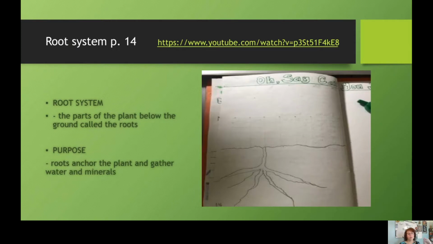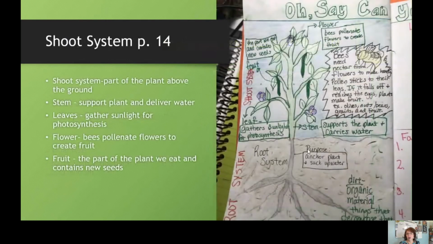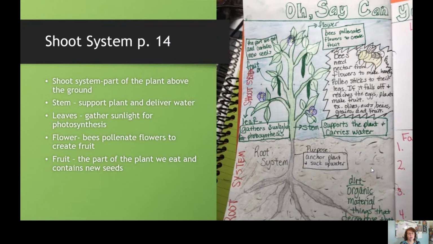The purpose is that roots anchor the plant, gather water and materials. You'll see that on the next slide. So I've written all that right here. Here's my root system. You can see it written on the side here. I've labeled it and I've listed the purpose. Now, that is all the root system.